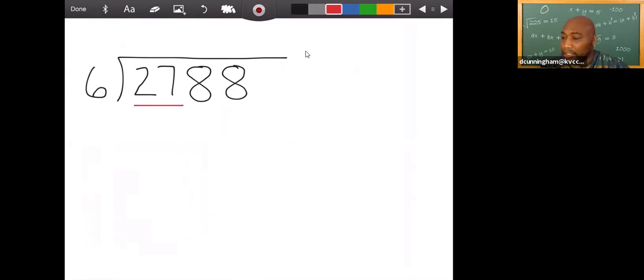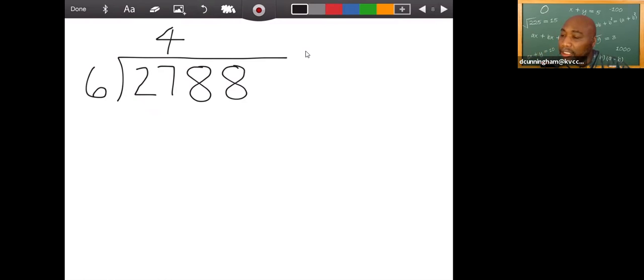What number can we use? We know 6 times 4 is 24. 6 times 5 is 30. Ooh, that's too big. So we're going to go back to 6 times 4. In this case, we have a 4 above the 7. It's above the 7 because we're not looking at the 2, but we're looking at 27.